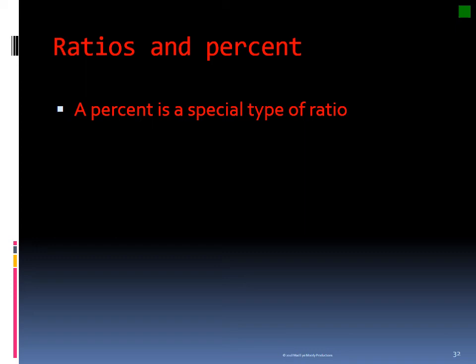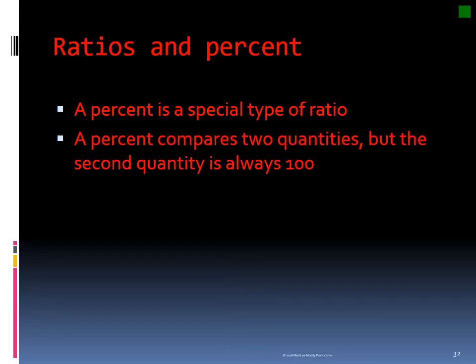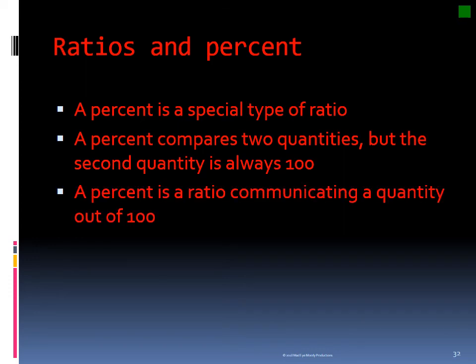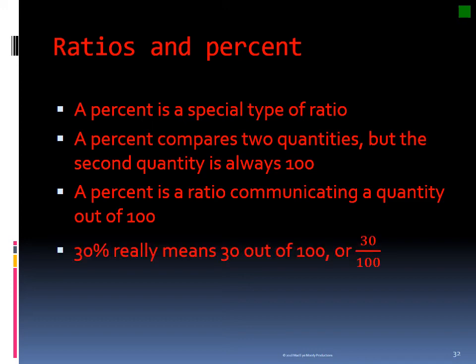So again, percent is a special type of ratio. And it's the special type of ratio that compares two quantities, but the second quantity is always out of 100. So unit rates are a special type of ratio where the second quantity is 1. Percent is a special type of ratio where the second quantity is 100. So a percent is a ratio that communicates a quantity out of 100. How much of 100 do we have? Let's say, for example, we say 30%. So when we say 30%, what we really mean is 30 out of 100, or 30 for every 100.